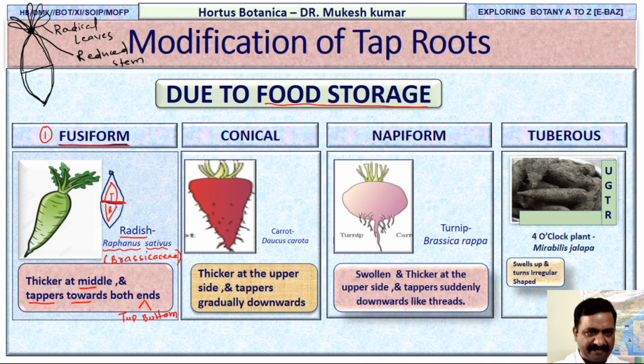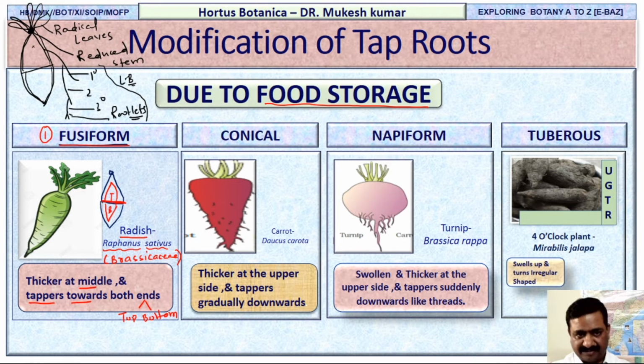Now this is the primary root. From that, this is the secondary. From that, this is the tertiary root, and finally we have rootlets. We have already studied this in the previous class. So these all are the lateral branches. So the radical, the primary root, the main root, plus lateral branches, the whole root system, that is the taproot system.